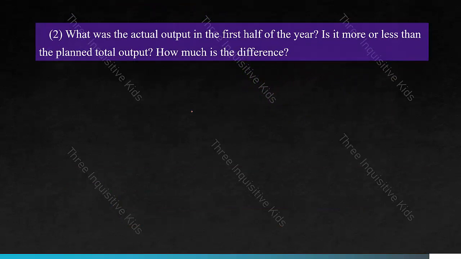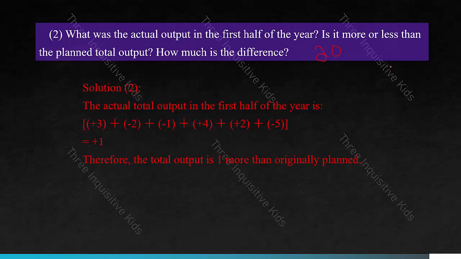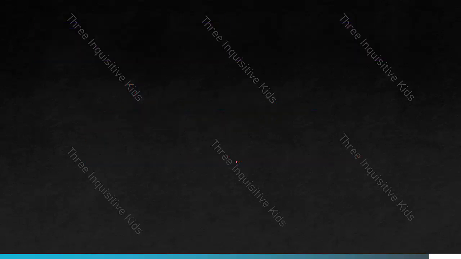Number 2, what was the actual output in the first half of the year? Is it more or less than the planned total output? How much is the difference? We know that the factory was planning to produce 20 vehicles per month. And so we're going to first add together all these changes in the first half of the year to get +1. So the total output overall is actually 1 more than originally planned.